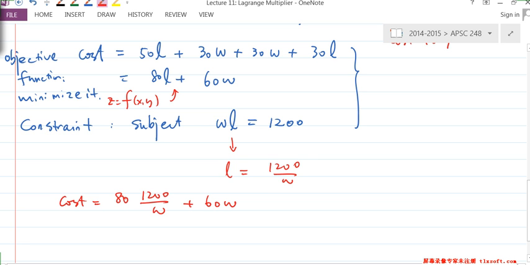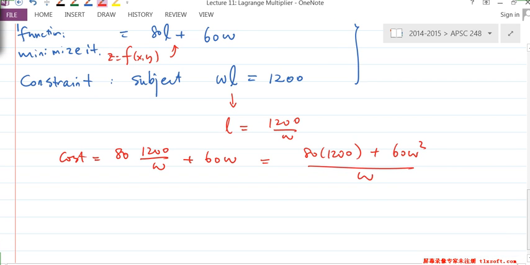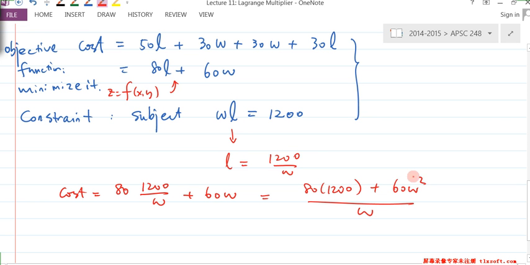So now if you look at this, that basically becomes a function of a single variable. Actually, you can do one more step over here. You can do 80 times 1200, whatever that value will be, and then plus 60W squared over W. So your idea is basically you're trying to minimize this one. Your original is minimize the cost, then you're going to minimize this one here.